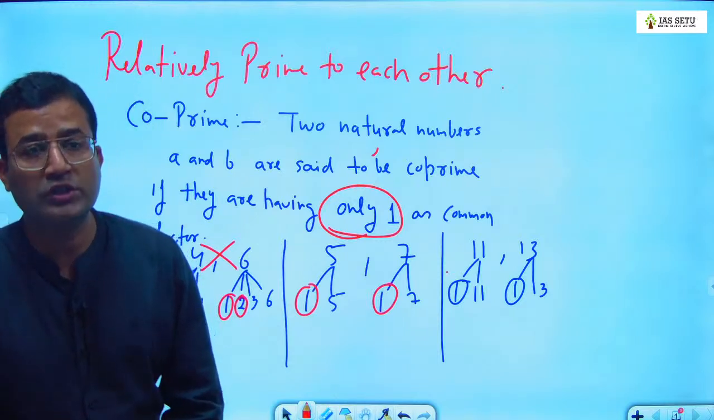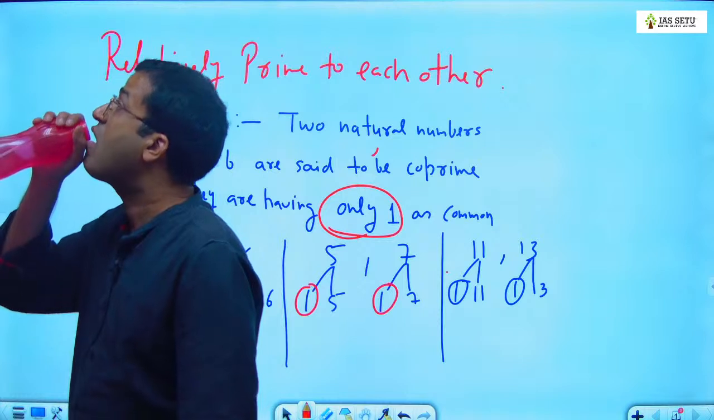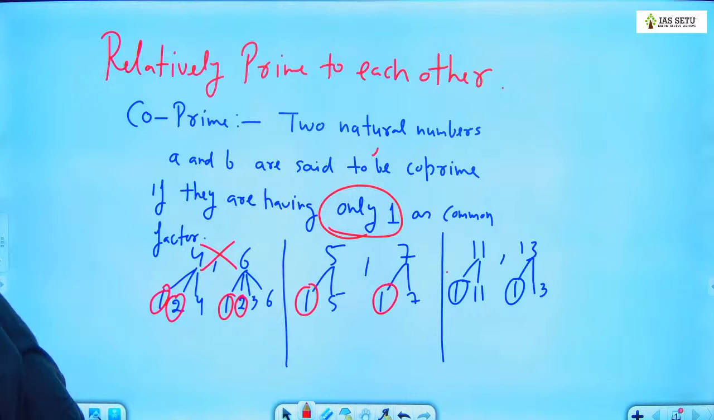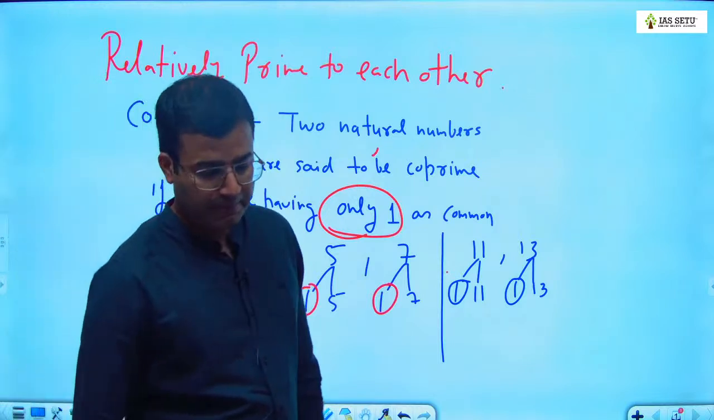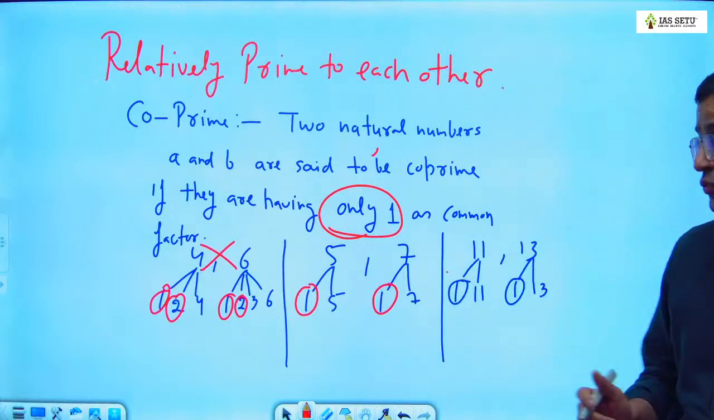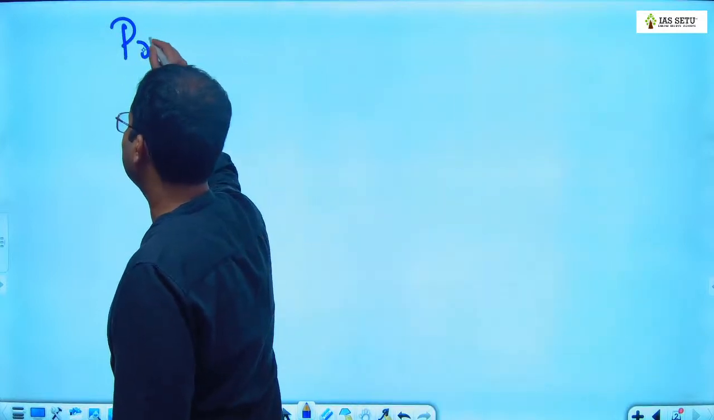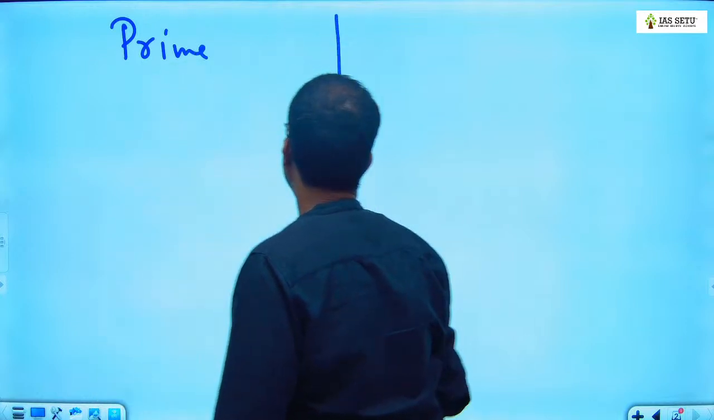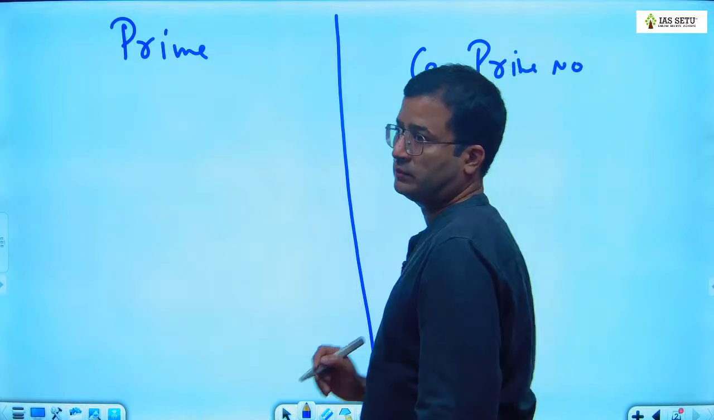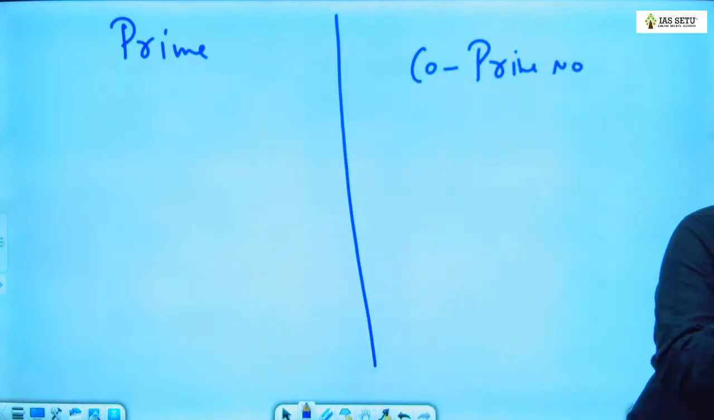But composite numbers can also be co-prime to each other. Okay, now I will clear the confusion. Generally, students get confused between prime numbers and co-prime numbers. I tell you, prime number as a concept we use for one number.